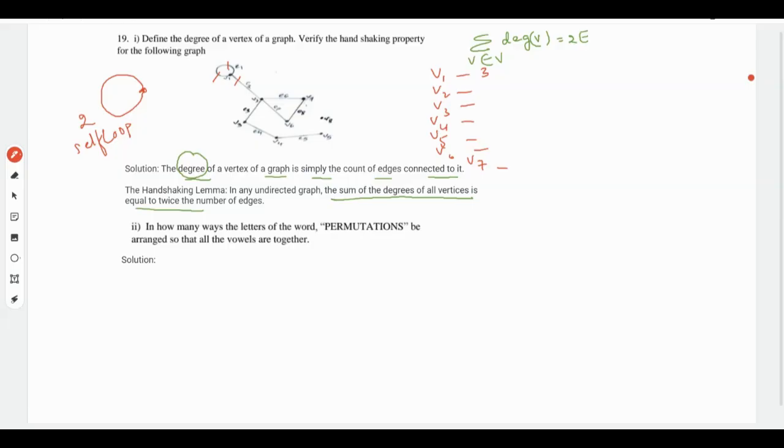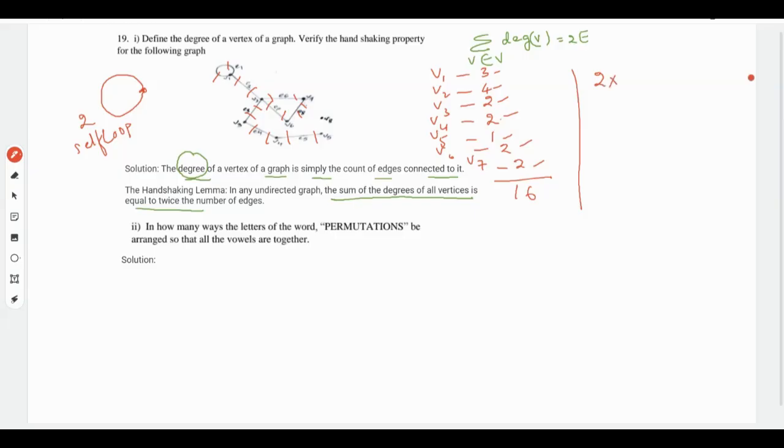Then the second one: 1, 2, 3, 4. We have 4 lines connected to it. Then the third is 1 and 2, so it is 2. The fourth is also 2. The fifth is only 1. The sixth is 2, and the seventh is also 2. So when you add all this, we get 3 plus 4 is 7, 7 plus 2 is 9, 9 plus 1 is 10, 10 plus 2 is 12, 12 plus 2 is 14, plus 2 is 16. The total summation of degrees is 16.